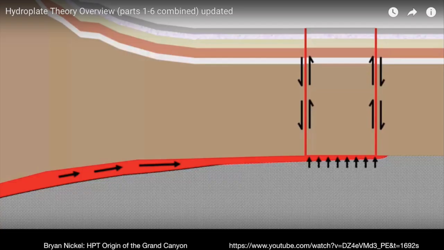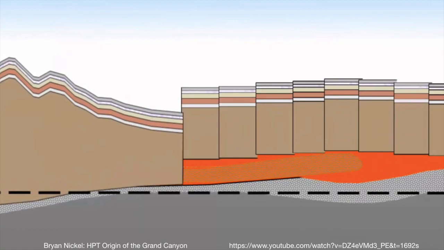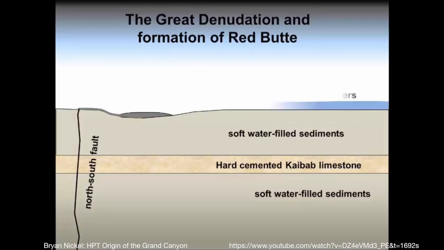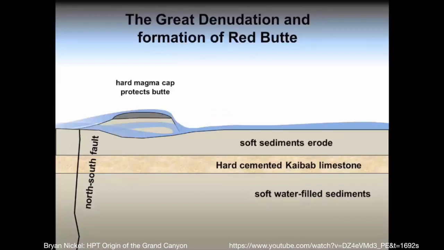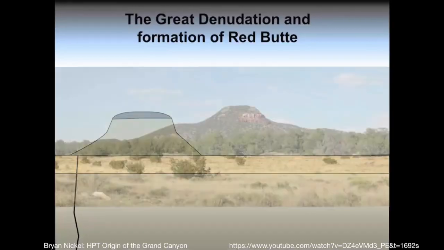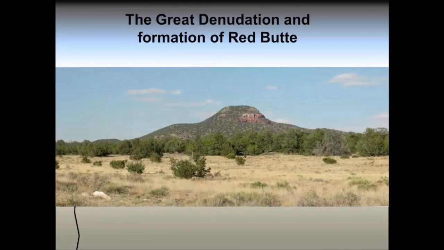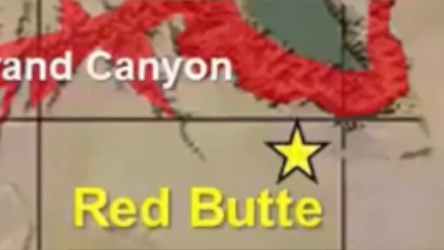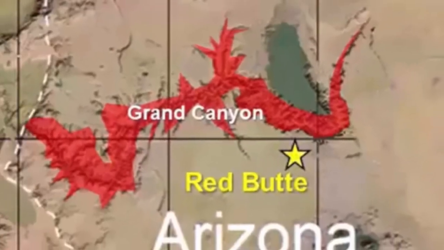And so it's gonna block fault up, and some of the lava might get to the top and get on top of the ground, on top of the sediment, and then if a bunch of water comes by, it's gonna erode not the lava, but around the lava, and that's how you get Red Butte. 1,000 feet of sediment with some lava on top. That's what happened. Okay, so Grand Canyon, 800 cubic miles has to be eroded. How do you do that?